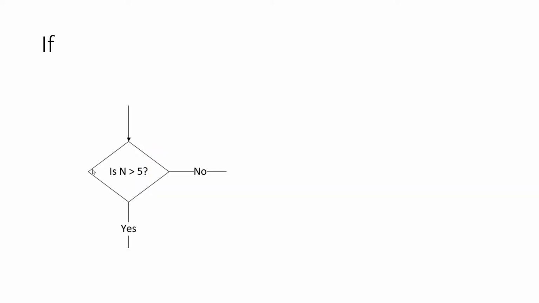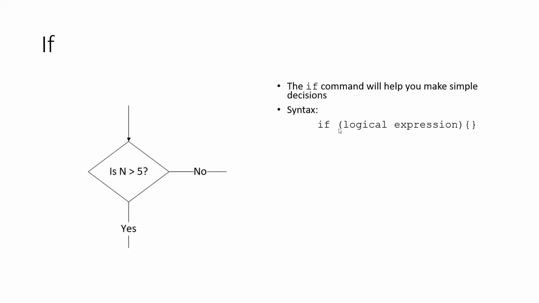So let's take a look back at our "is n greater than 5?" How will we implement this? Well, in most modern programming languages, we have a command called if. The if command allows us to compare two things and do something if it's true. So the if command makes us capable of doing very, very simple decisions very, very easily. The syntax of it in C is if, and then you put your logical expression, and then you have some curly braces. What's in the curly braces will occur if the logical expression computes to true.